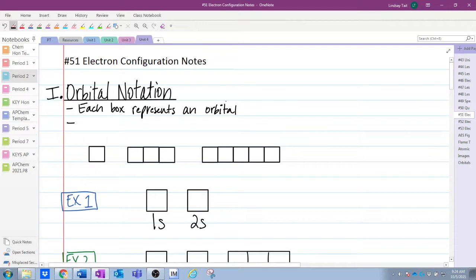Right? So they don't make them the actual shapes, but it could be an S, could be a P, a D, clover leaf, an F, crazy 8 balloon thing. Right? All of those could be the orbitals that the boxes are representing. Then, inside of these boxes, you are going to place arrows. Each arrow is going to represent an electron.